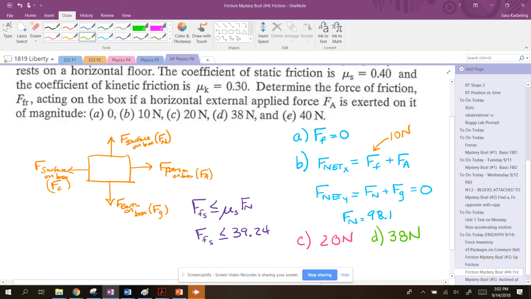29.43, and that'll be FF. Okay, ladies and gentlemen, we are going to test on Monday.